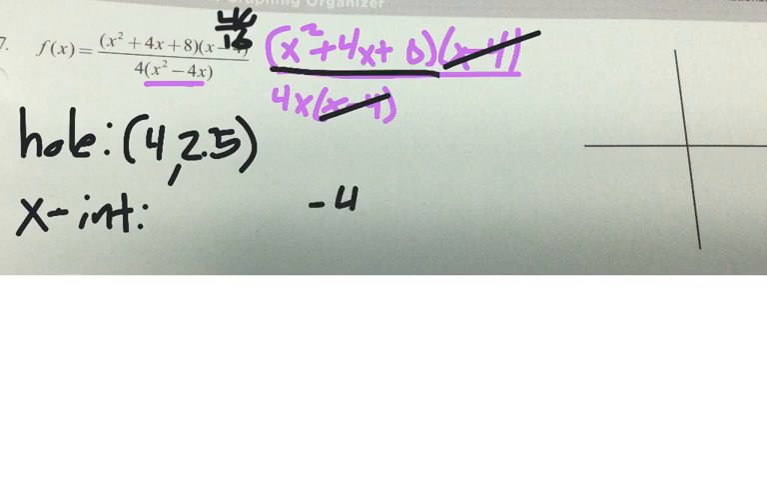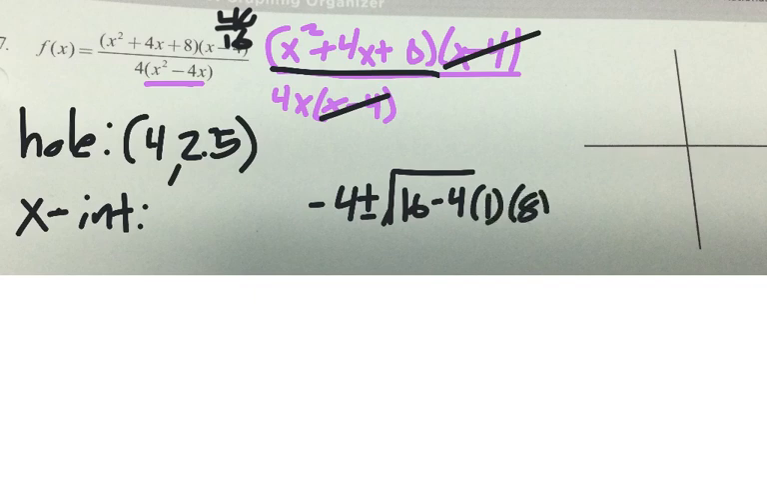That's going to be negative b plus or minus the square root of b squared, which is 16, minus 4 times a, which is 1, times c, which is 8. So again, think about what's underneath the radical. 4 times 8 is 32. 16 minus 32 is negative 16. Because I have a negative number underneath the radical, it's going to be imaginary roots, which I don't graph, which means there are no x-intercepts.